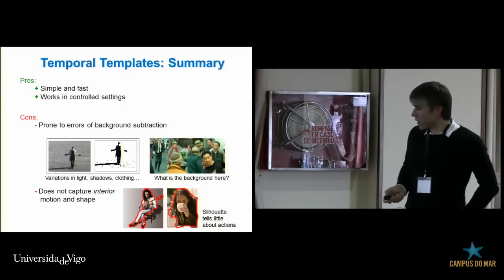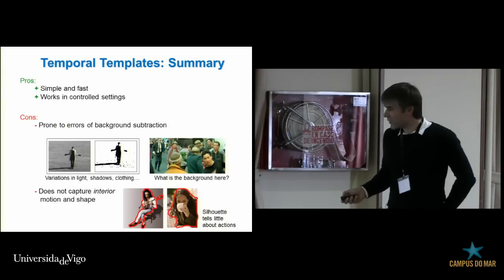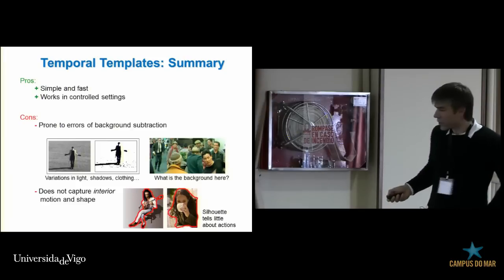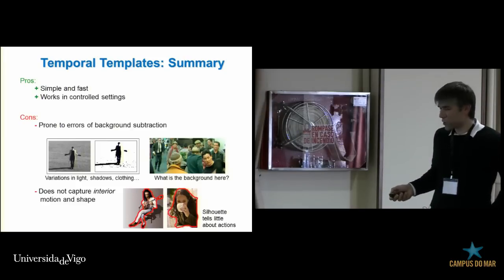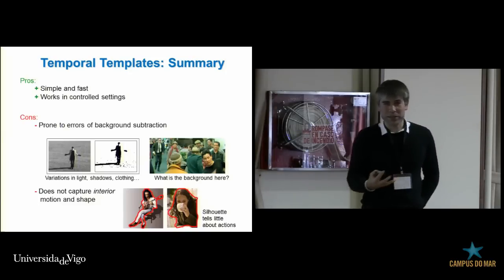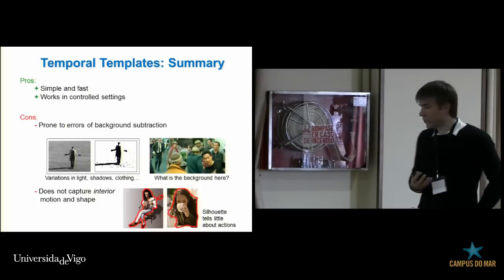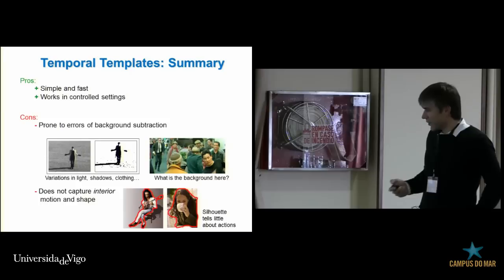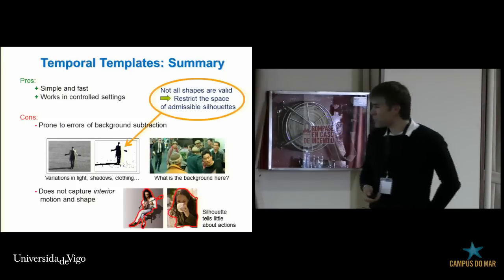But even if background subtraction would work, I'm sorry, this is an image on the bottom here. The silhouette of a person for these two actions, for example, if a person is drinking and it's a frontal view, the silhouette basically doesn't tell you much. So you need some other cues. Okay, so silhouettes are not perfect.